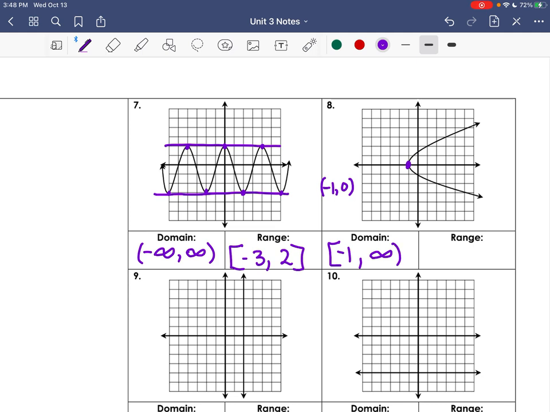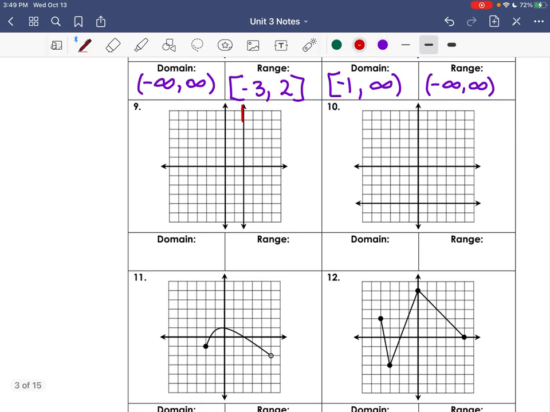So that means that it's going to leave -1 and go towards infinity. As far as the range, not only is this leg going right, but it's also going down forever. And not only is this leg going right, but it's also going up forever. So that means that the range is going to be negative infinity to positive infinity because we're going to keep going up and down forever.